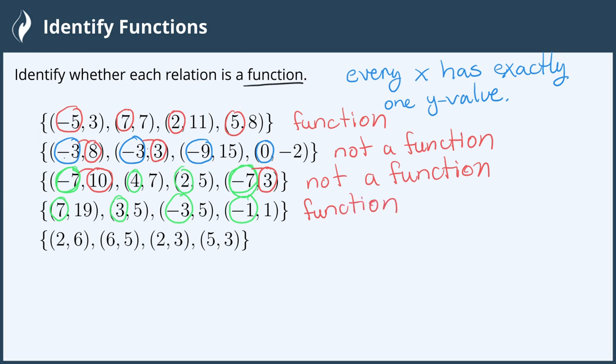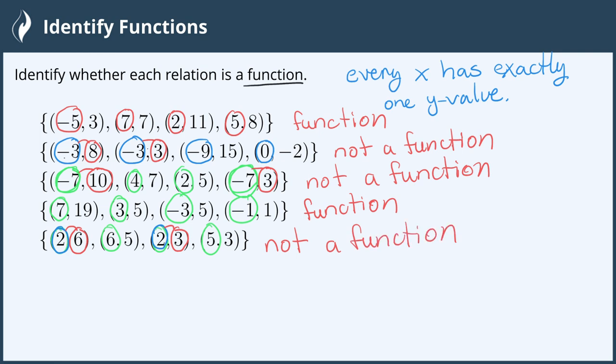And the last one, again, just circling the x's so that we can identify where they all are. And again, we have a duplicate here with the 2's. Then we look at the y's, and we can see that this x value has a y value, 2 goes to the 6, and the second one, this 2 has a 3. So this x value of 2 has two y values of 6 and 3. So it violates the definition, meaning that this is also defined as not a function.